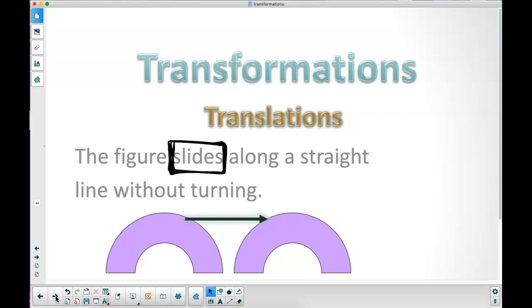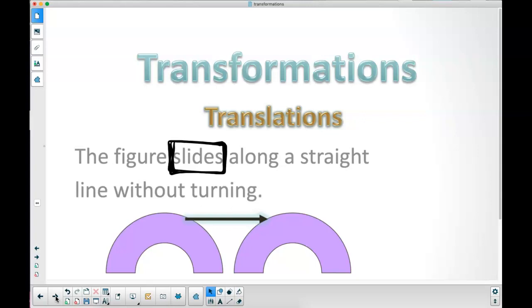Okay? If I'm going to translate myself, what do I do? Is this a translation? No. What would I do if I wanted to translate myself? Kayla. I have to slide. Did I translate myself? Yeah. I slid along a surface without turning. I'm still facing the same direction.